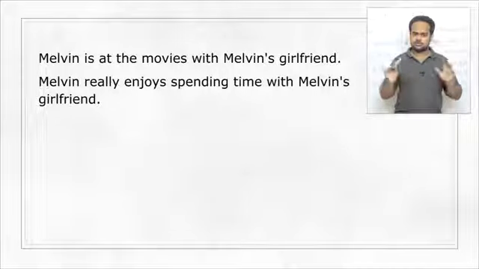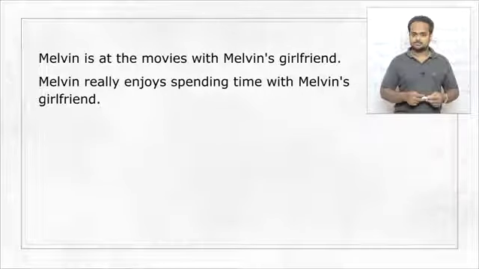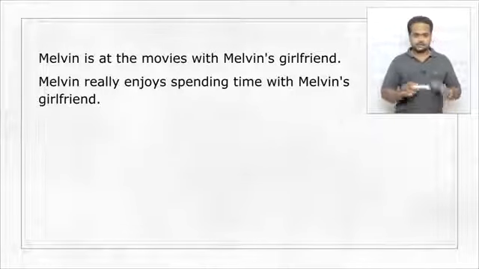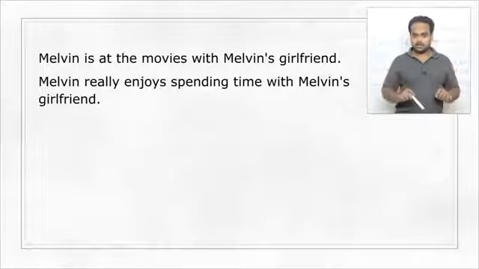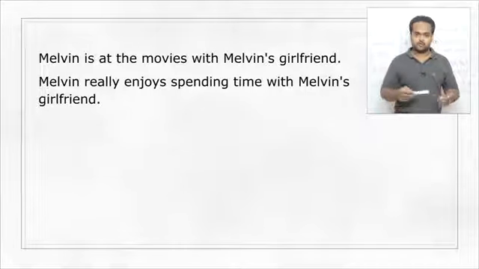Now, of course, that sounds really stupid. And that is because, can you tell me why? Can you tell me what the problem is in that sentence? Well, the problem is that we keep repeating Melvin and Melvin's girlfriend. And that is very unnatural. We don't talk like that. And to avoid that kind of repetition, we can use pronouns.